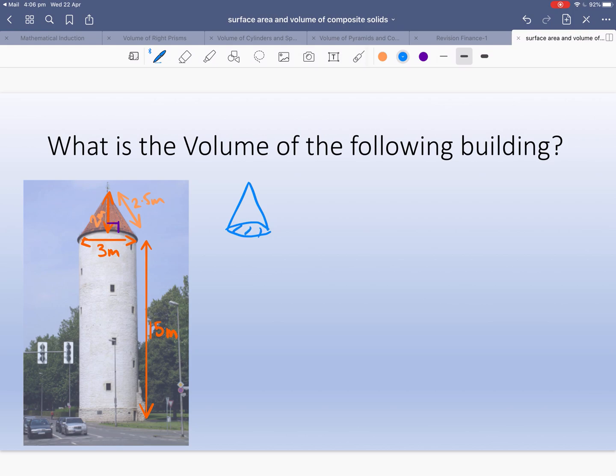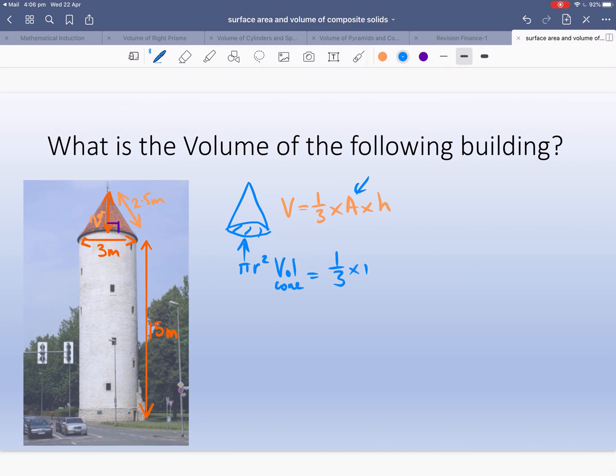Now, both of these have formulas. The formula for a cone is the same as a prism, which is a third times the area times the height. Now, the area of a cone is this shape down here, which is actually a circle, which is pi r squared. So volume of cone is equal to a third.